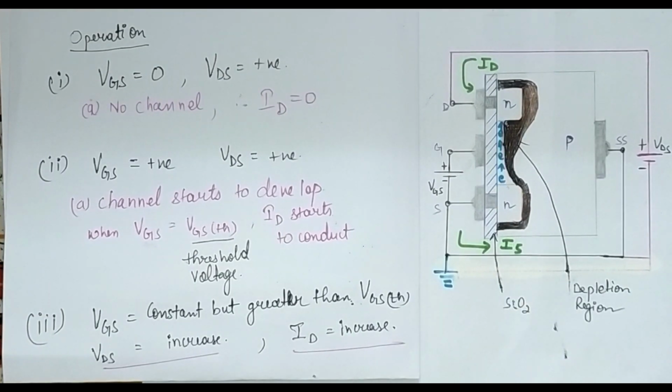So why is it called the enhancement MOSFET? Because initially there was no channel in the construction, but by the application of proper voltage, we have enhanced the channel. We have increased the channel, and there is no physical channel which was present. The minimum value of VGS of proper polarity that turns on the MOSFET is called the threshold voltage, and VGS should always be greater than the VGS threshold value.